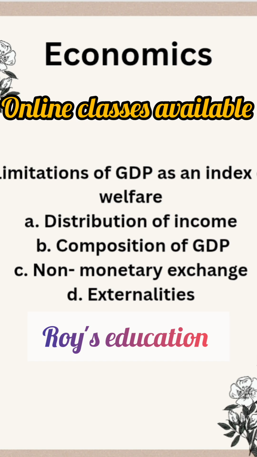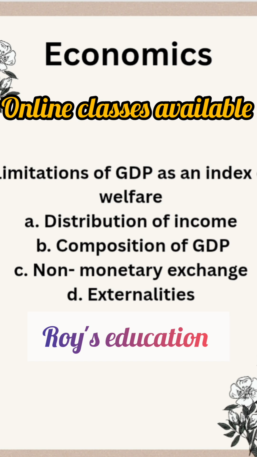Then non-monetary exchange. In rural economies, the barter system of exchange still prevails to some extent. Payments for farm labor are often made in kind rather than in cash. All these transactions remain unrecorded. This causes underestimation of GDP. To the extent GDP remains underestimated, it remains an inappropriate index of welfare.